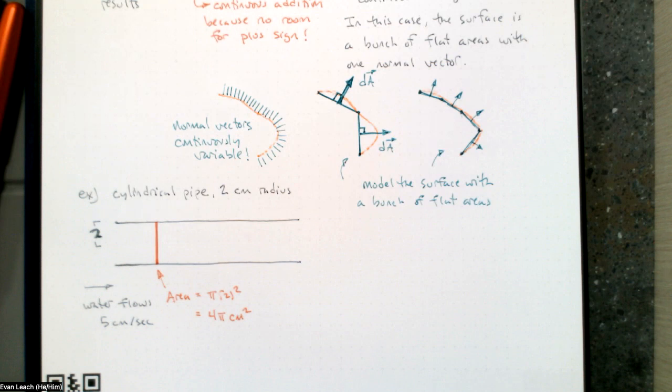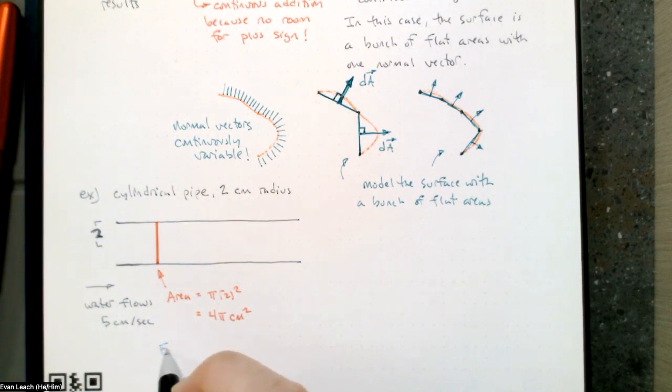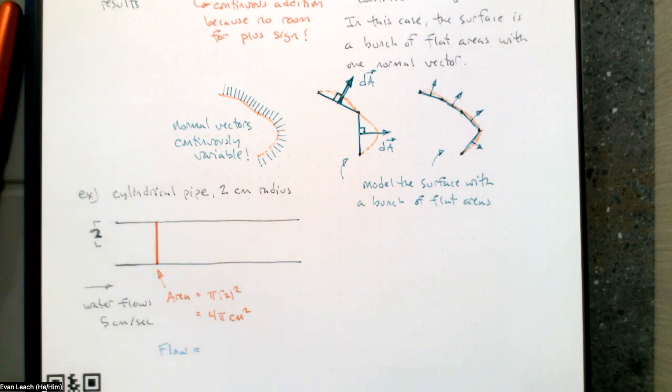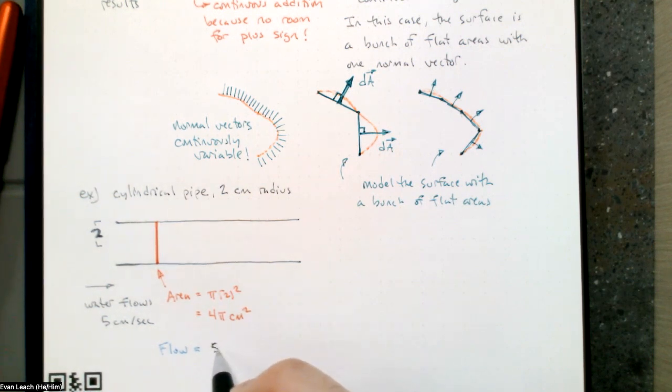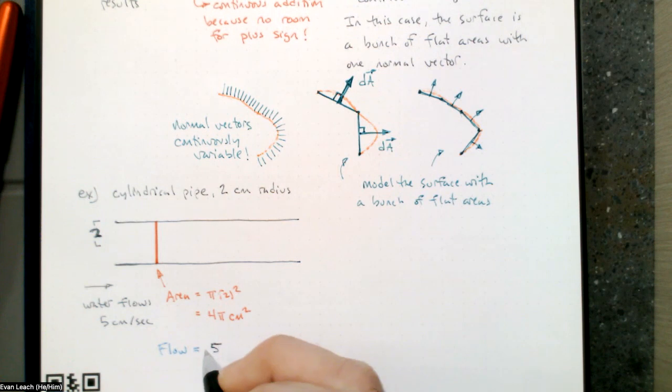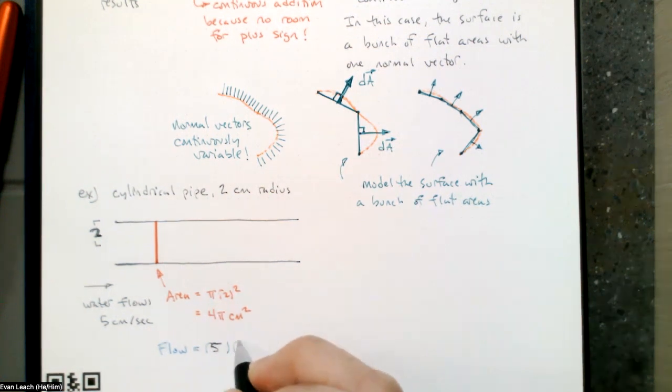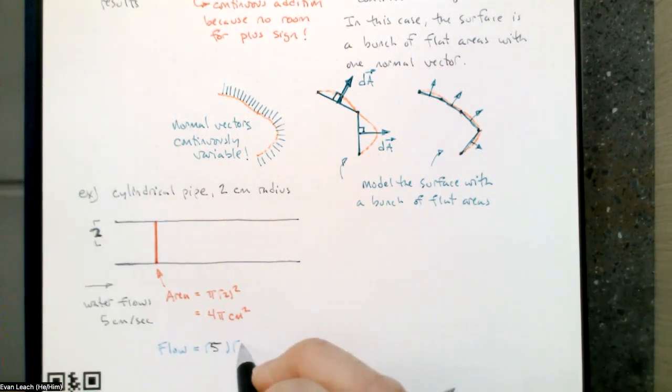But with this information, if water is flowing through the pipe at 5 centimeters per second, and the area of the pipe is 4 pi square centimeters, then the volume of water, the flux through the pipe, the flow through the pipe is 20 pi cubic centimeters per second. So here our flow is just the 5 centimeters per second times the 4 pi square centimeters.